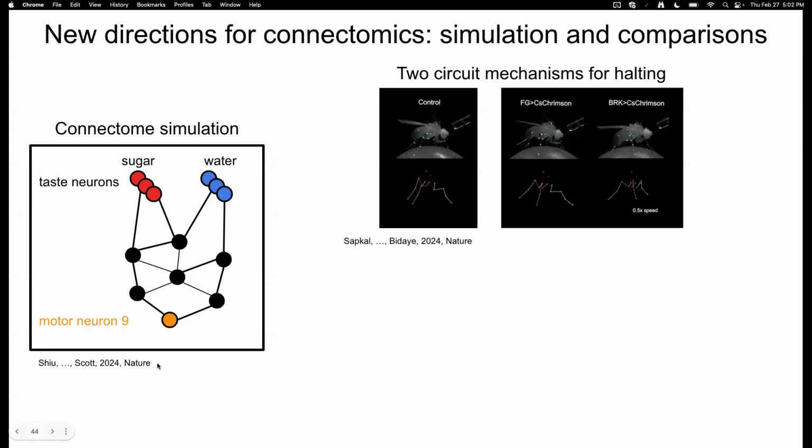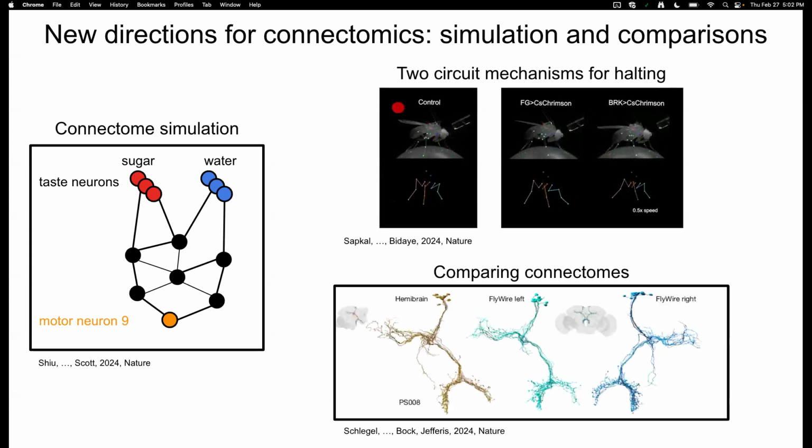And then they went to a different fly, not ours, a different fly, and they activated those neurons in that fly and measured the activity of motor neuron 9, and they showed that there was good agreement between their simulation and what they found in this other fly. So, and lastly, we can now finally start comparing connectomes.